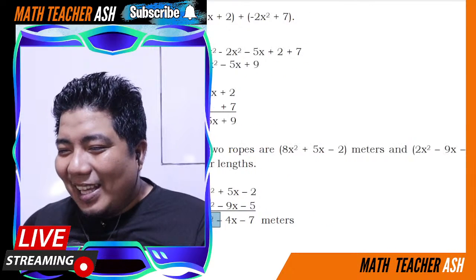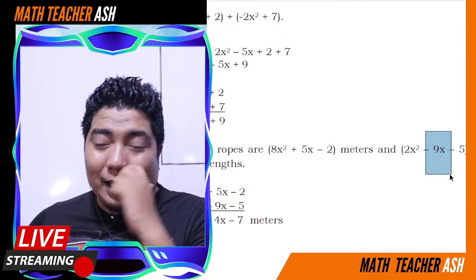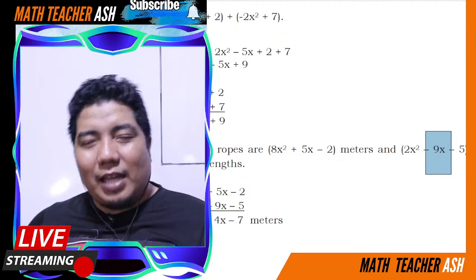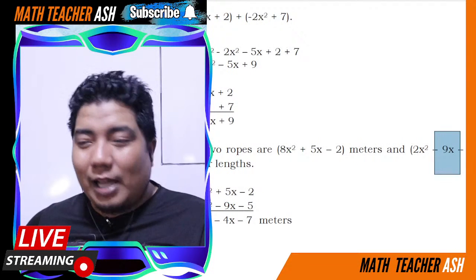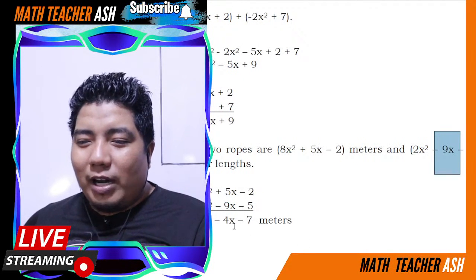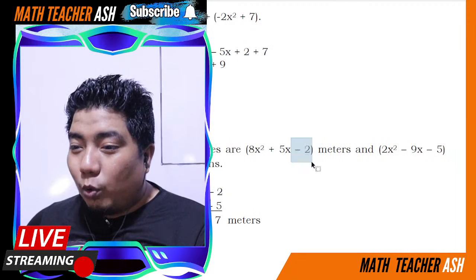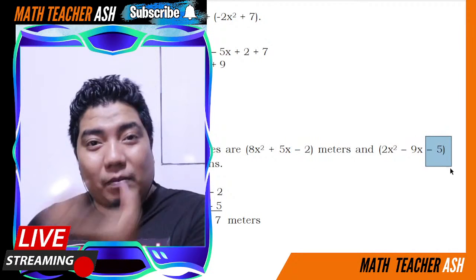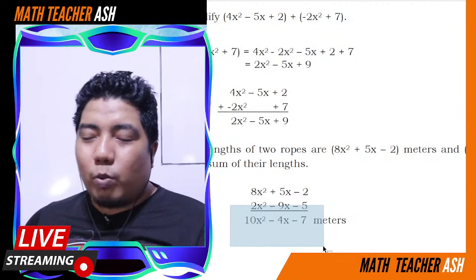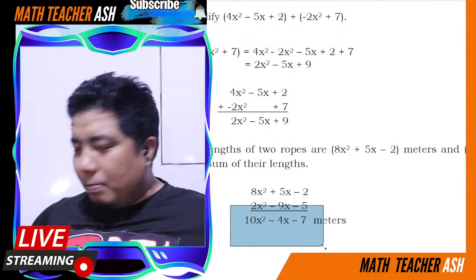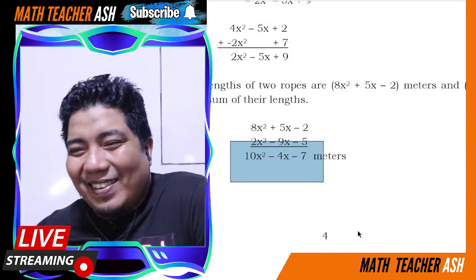Alright. Okay. So, how about this one? 5x, the linear term. Ito naman, negative 9x, the linear term. So, 5 plus negative 9, they are unlike signs at ang mas malaki ay 9. So, therefore, minus tayo. Negative ang sagot. Negative 4x. And finally, we have negative 2 plus negative 5. So, dalawang negative pinagsama. So, negative pa rin. So, negative 7. So, the final answer is 10x squared minus 4x minus 7 meters. Easy, right? Easy talaga.